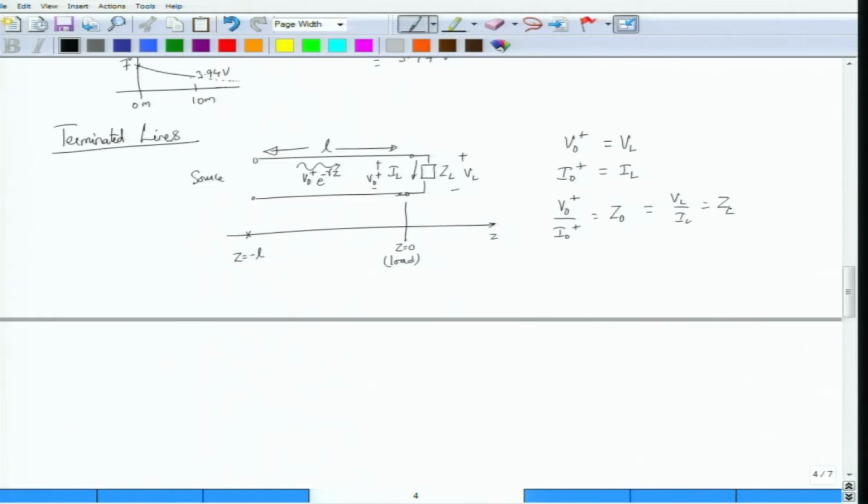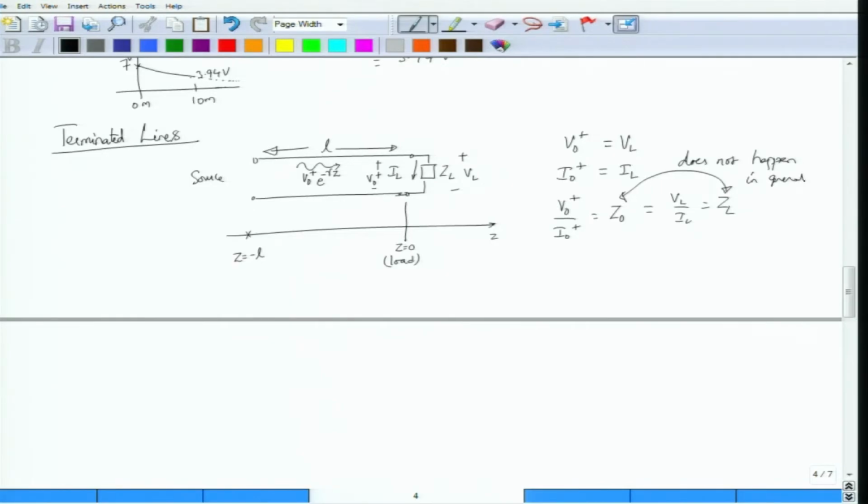Now, it is possible that one chooses ZL equal to Z0. Indeed, most RF designers spend their time trying to make ZL equal to Z0, but this is not always guaranteed. It is not always true that the load impedance will be equal to the characteristic impedance. If that happens, then there is only an incident wave, and this incident wave is completely absorbed by the load. But this is not true in general.